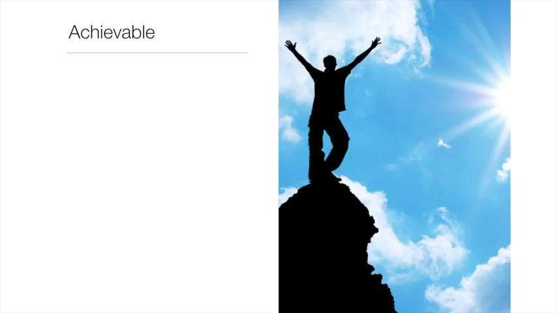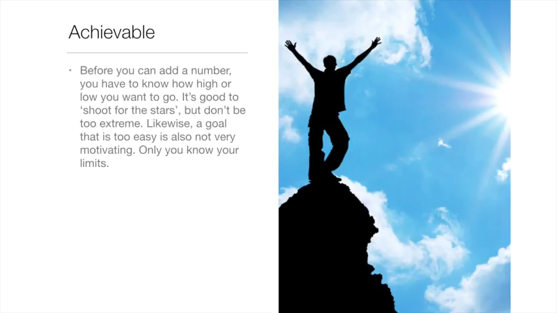The third aspect of a SMART goal is to make your goal achievable. So before you can add a number, you have to know how high or low you want to go. It's good to shoot for the stars, but don't be too extreme. Likewise, a goal that is too easy is also not very motivating. So really only you know your limits, but at the same time, throughout this course, we're going to go over what really is achievable with regards to weight loss and what's achievable for you in particular. There are equations out there and there are things out there that can help you gauge where you should place your goal, like what's the right number for you.